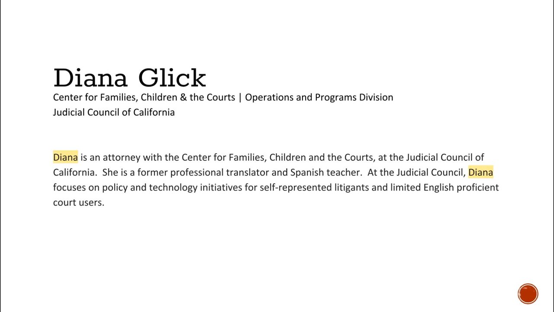It's really great to be here with everyone this morning talking about one of my favorite topics in the world, which is the intersection of law and language, which I like to say is where I work, at the Judicial Council. I am an attorney here with the Center for Families, Children, and the Courts with the Judicial Council of California. I am a former professional translator, which is what I did before I went to law school. And I'm a former Spanish teacher. I'm also a current Spanish teacher. I teach legal Spanish at UC Davis School of Law in Davis, California.